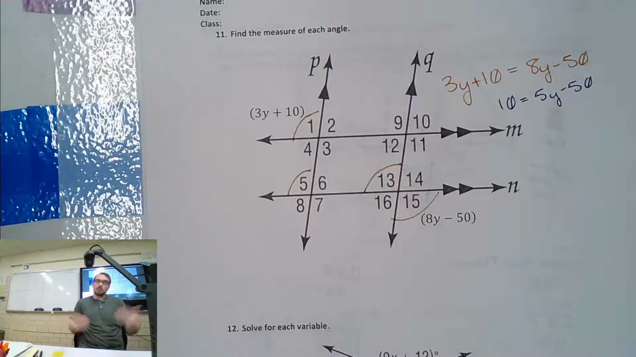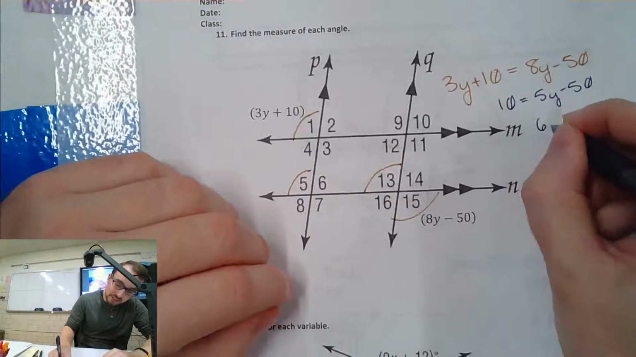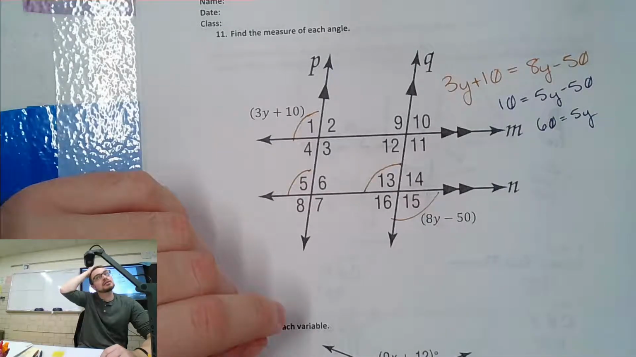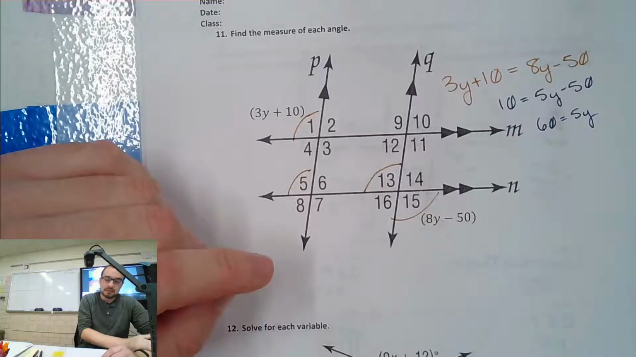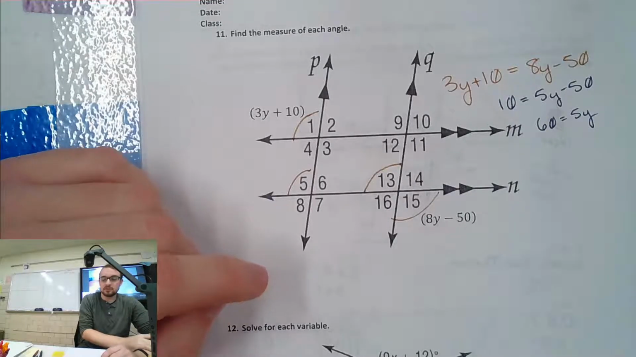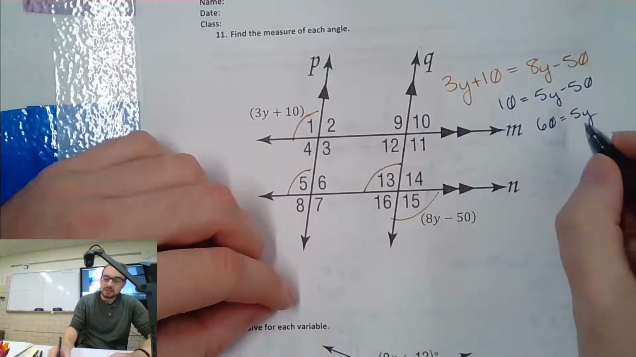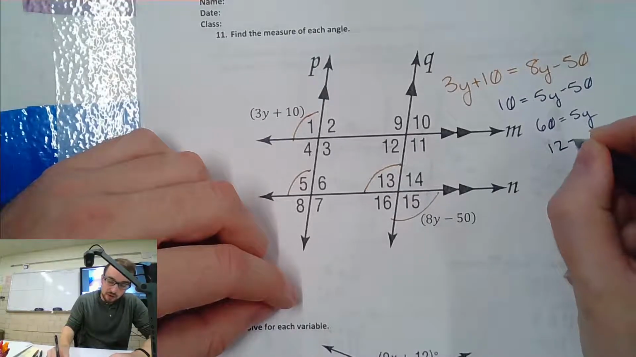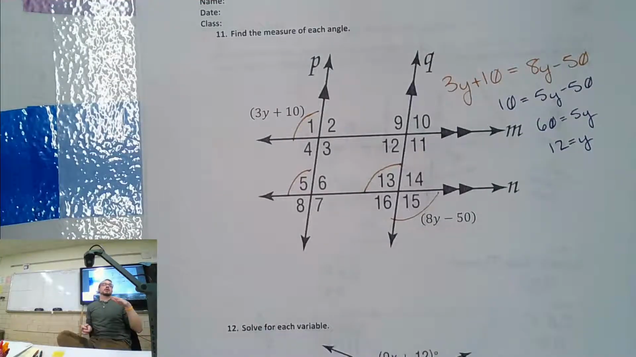Okay, now all our y's are together. So let's get our regular numbers together. I'm going to add the 50 over. I'm going to get 60 equals 5y. Yes, sir? I ain't got my calculator anymore. I know you don't. Yeah, you could if you want. Doesn't matter. So we're going to divide by 5 to get y separated from the 5, right? Division is divorce. So we get 12 equals y. If you don't know that off the top of your head, think about it. 50 divided by 5 is 10, right? So 11 gets you to 55. 12 gets you to 60.